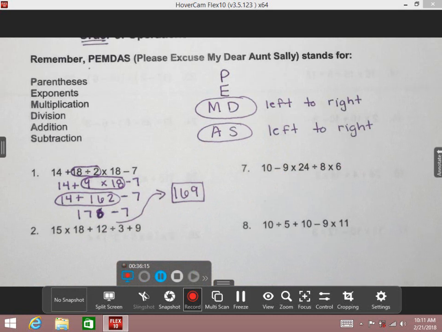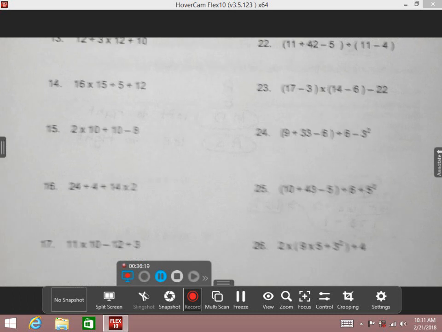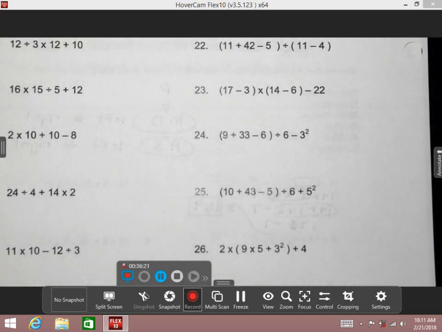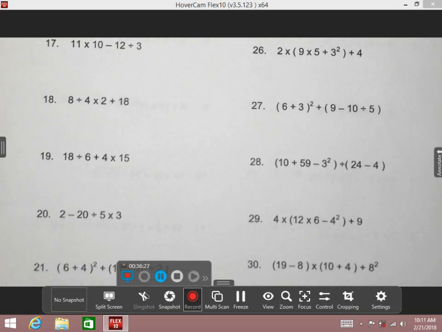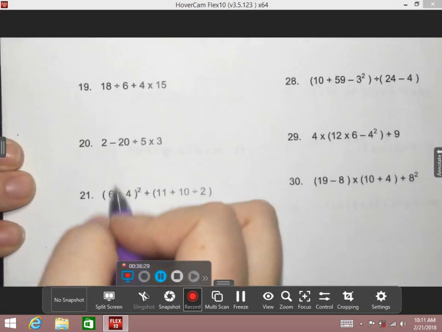All right, let's flip it over. Let's flip it over real quick because there are some harder, more challenging problems on the back. I want us to look at number 21. So down here at the bottom, we're going to look at number 21 together.